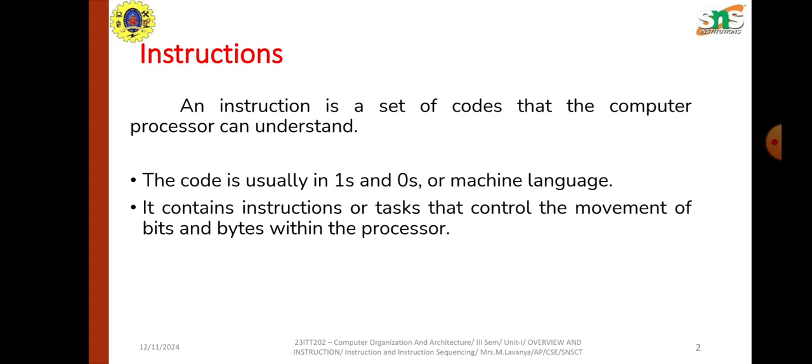These codes are usually zeros and ones. As I have said earlier, whatever the language we are giving, the compiler and assembler will convert that language program or instruction into machine readable form, machine language, that is zeros and ones. Only then will the machine become capable of performing those operations. And it consists of instructions or tasks that control the movement of bits and bytes within the processor.